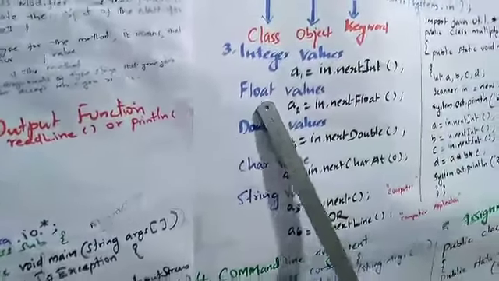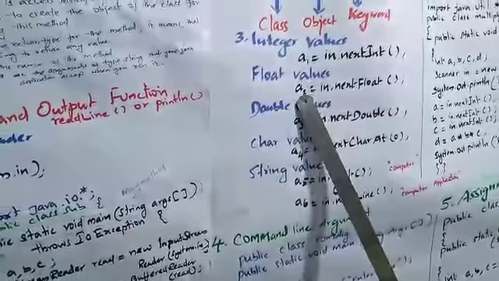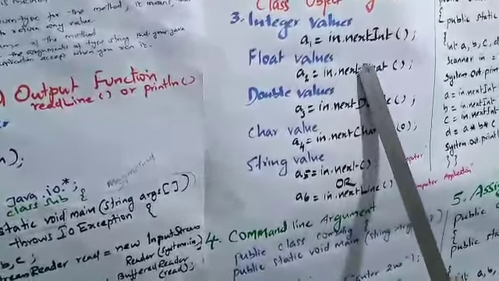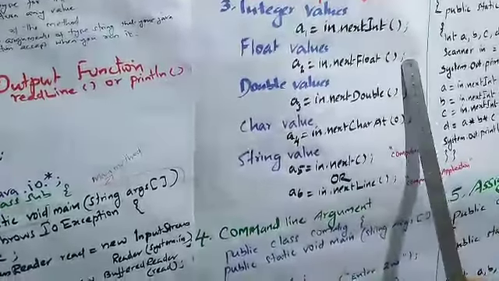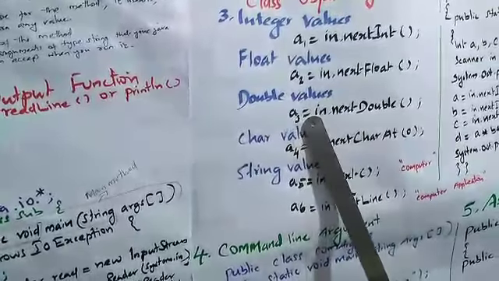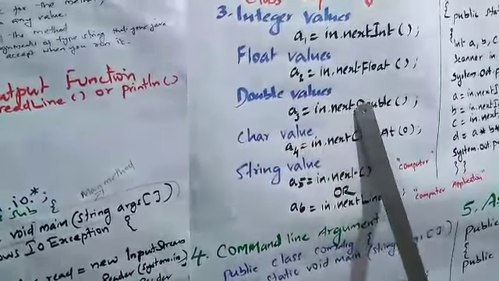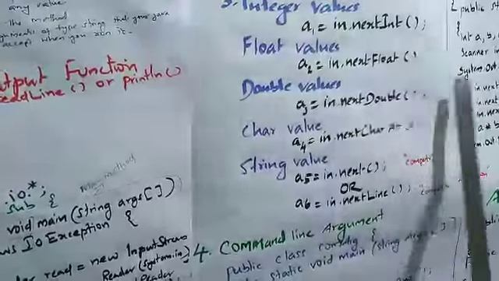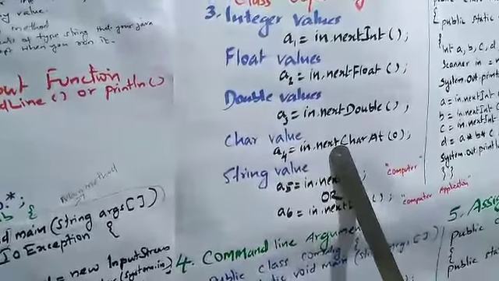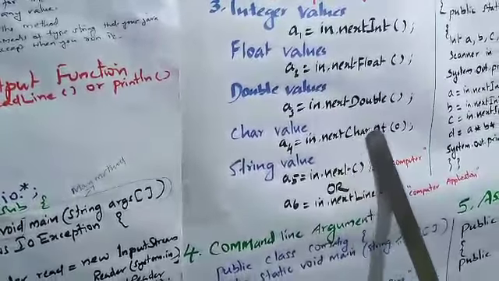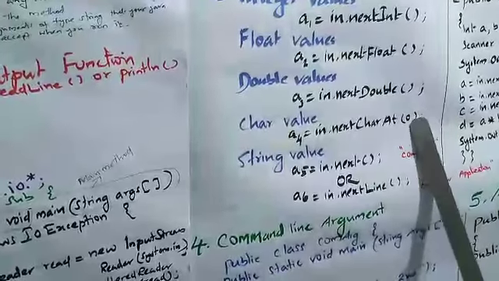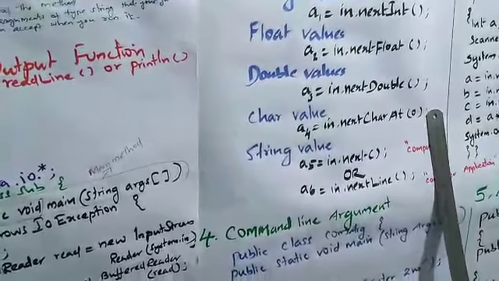Suppose you have to use float values. A2 is equal to in.nextFloat(). F should be a capital, open and close bracket, semicolon. Suppose you have to use double values. A3 is equal to in.nextDouble(). D will be capital. The same way, for a char value, A4 is equal to in.next().charAt(0). But the difference is that in charAt no space should be there. Open the bracket, 0, then close the bracket, terminate with a semicolon.